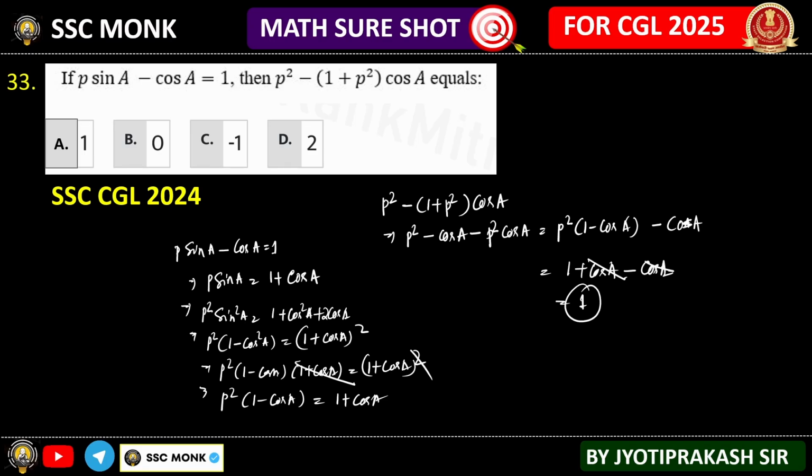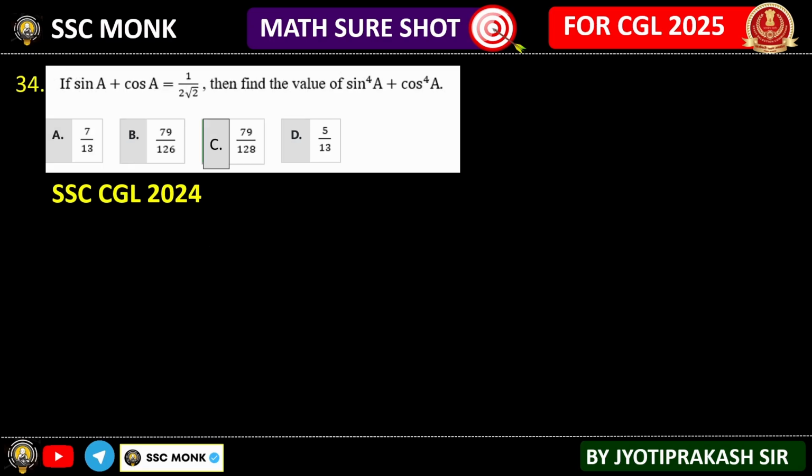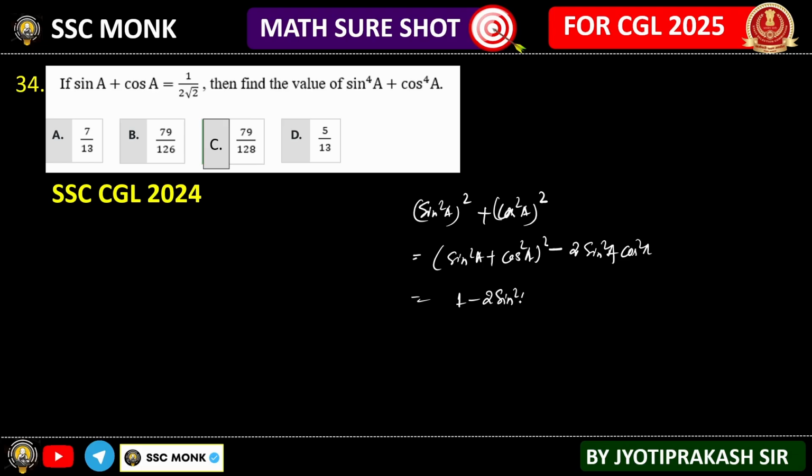Just simplification. Next. Sin a plus cos a is equal to 1 by 2 root 2. Then find the value of sin 4 plus cos 4. Sin 4 plus cos 4 can be written as sin square a whole square plus cos square a whole square. That can be written as a square plus b square is equal to a plus b whole square minus 2ab. Yes or no? So this can be written as 1 minus 2 sin square a cos square a.